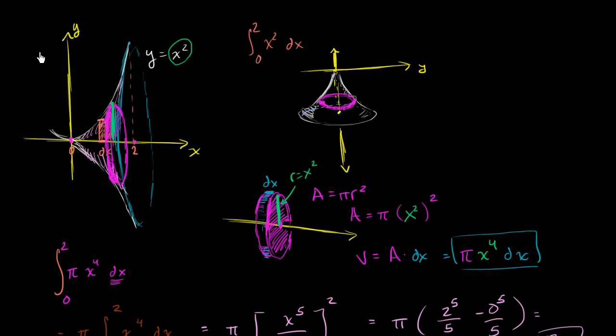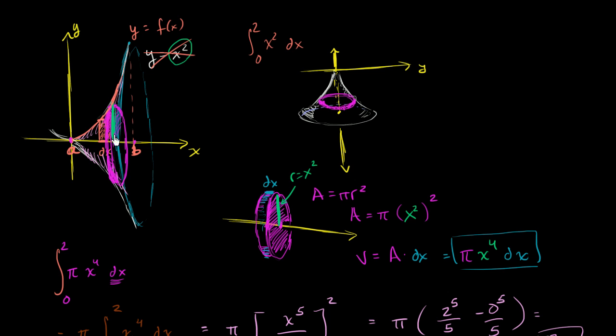So instead of saying that this is y is equal to x squared, let's say that this is the graph, this function right over here. Let's just generalize it and call it y is equal to f of x. And instead of saying we're going between 0 and 2, let's just say we're going between a and b. So these are just two endpoints along the x-axis.